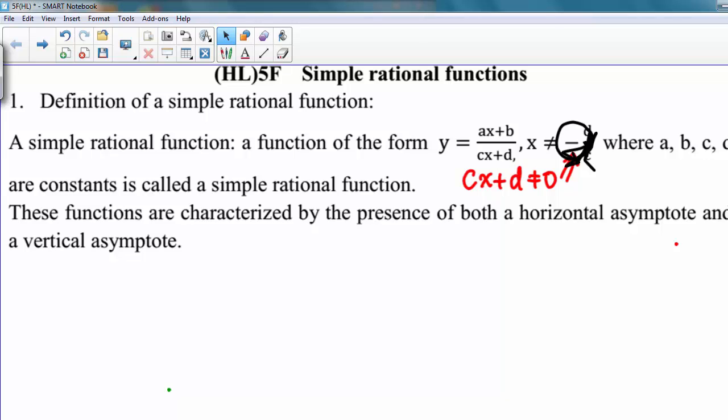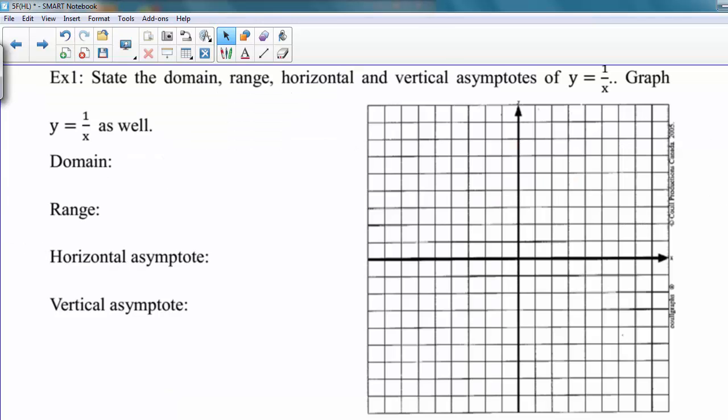Actually, we learned this function in Unit 2 already. This function should be characterized by the presence of both the horizontal asymptote and the vertical asymptote. Let's look at the easiest example in rational functions, which is y equals 1 over x. State the domain, range, horizontal and vertical asymptotes of y equals 1 over x, and graph this function as well.